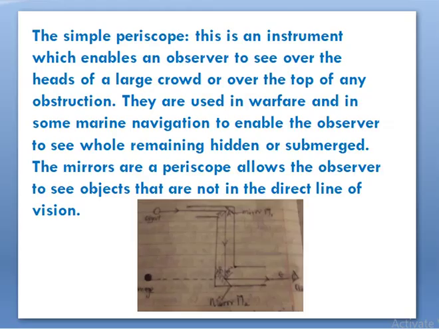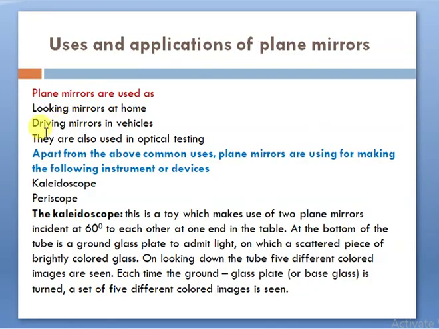Then another use of plane mirrors, we use them as driving mirrors in vehicles. Then we can equally use them in optical testing. We can equally use plane mirrors in making instruments like your kaleidoscope and your periscope. A kaleidoscope is just a toy which you can use to get several images when two plane mirrors are inclined at how many? 60 degrees. When you incline the two plane mirrors at 60 degrees, you can get multiple images.